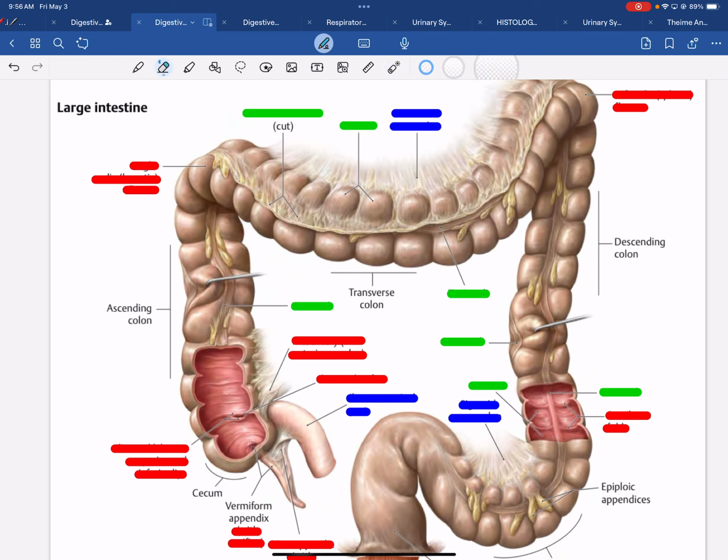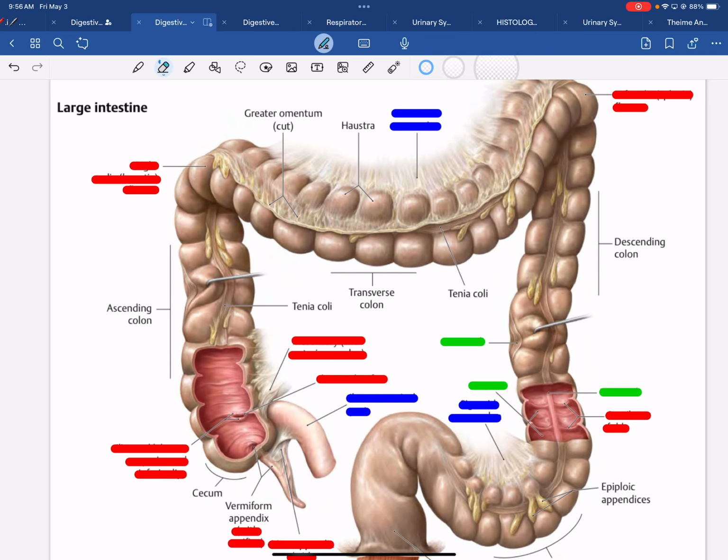Good, the Tenia coli, good. And then singular is Tenia coli. What is this? Greater omentum. Good, the greater omentum, good. What are these? Good, haustra.